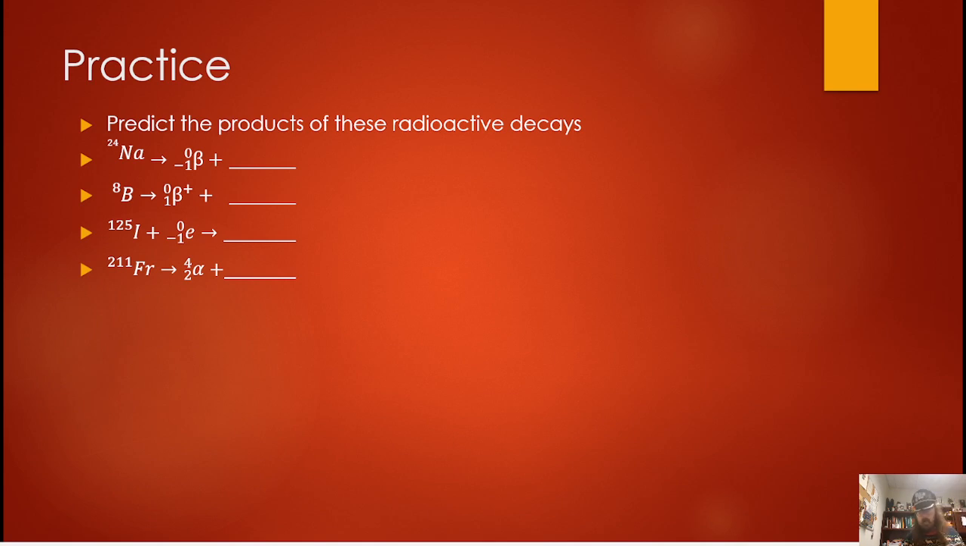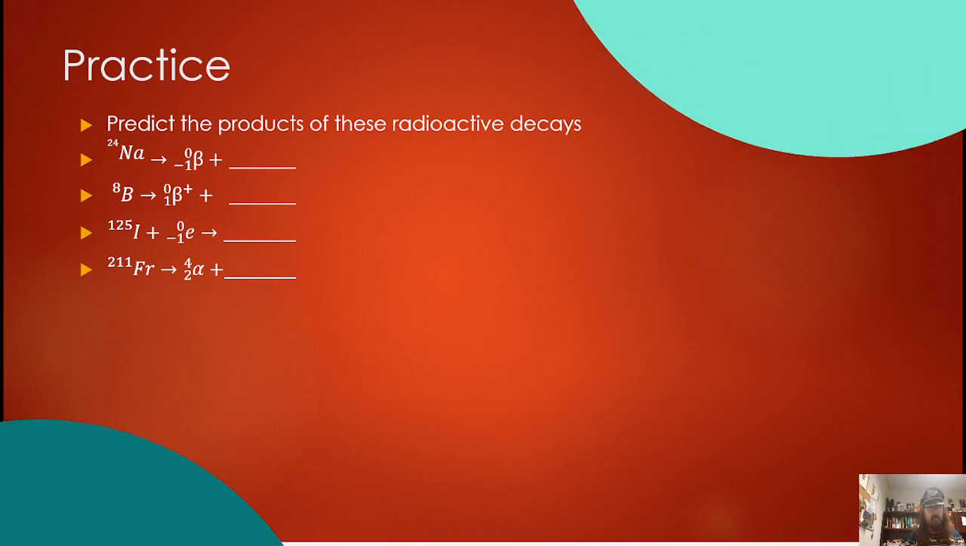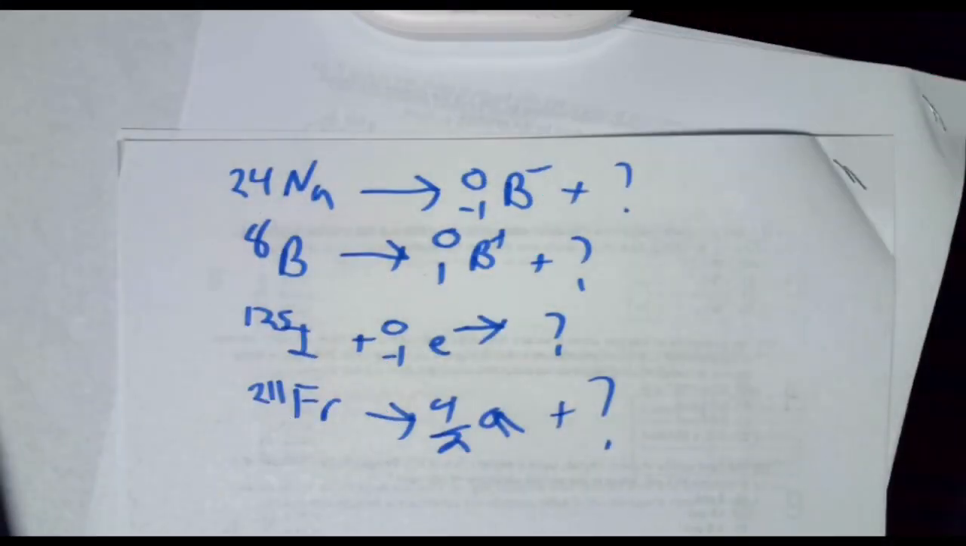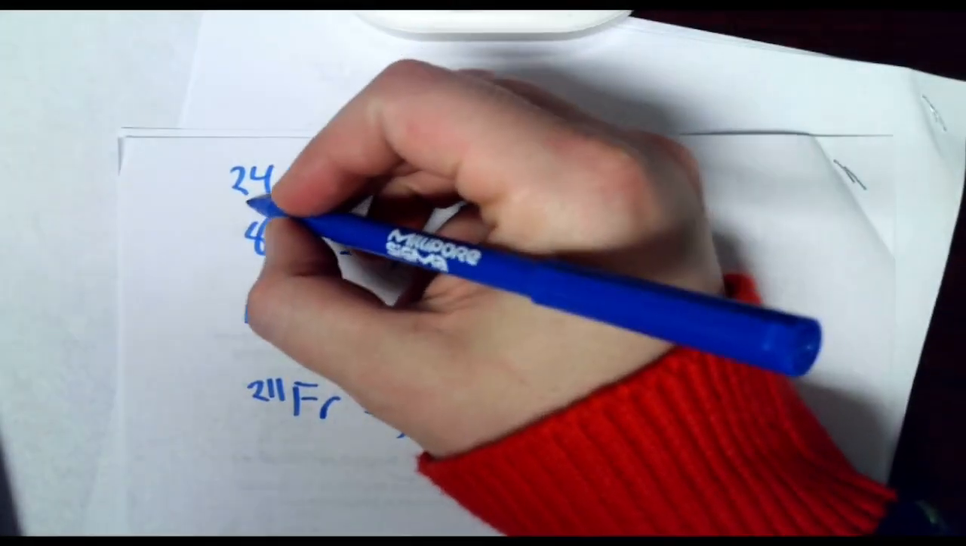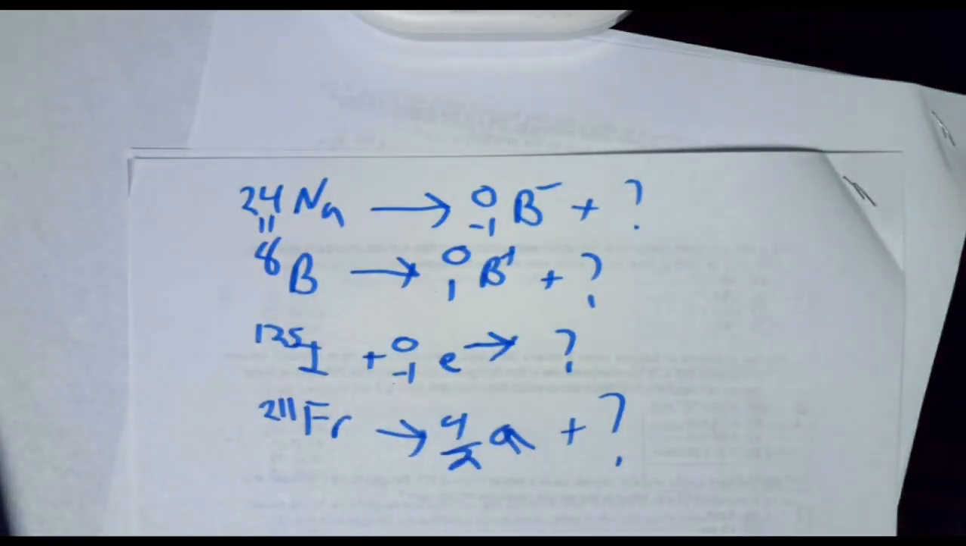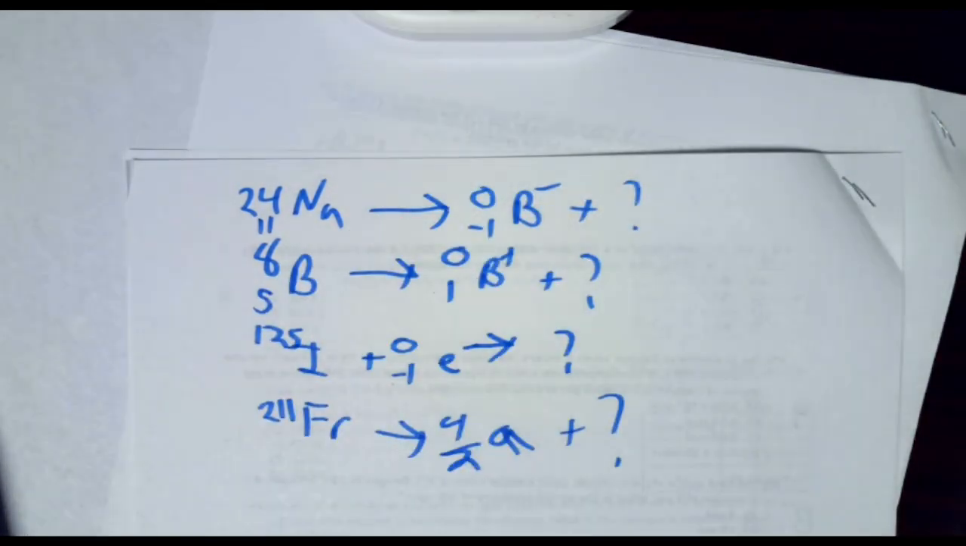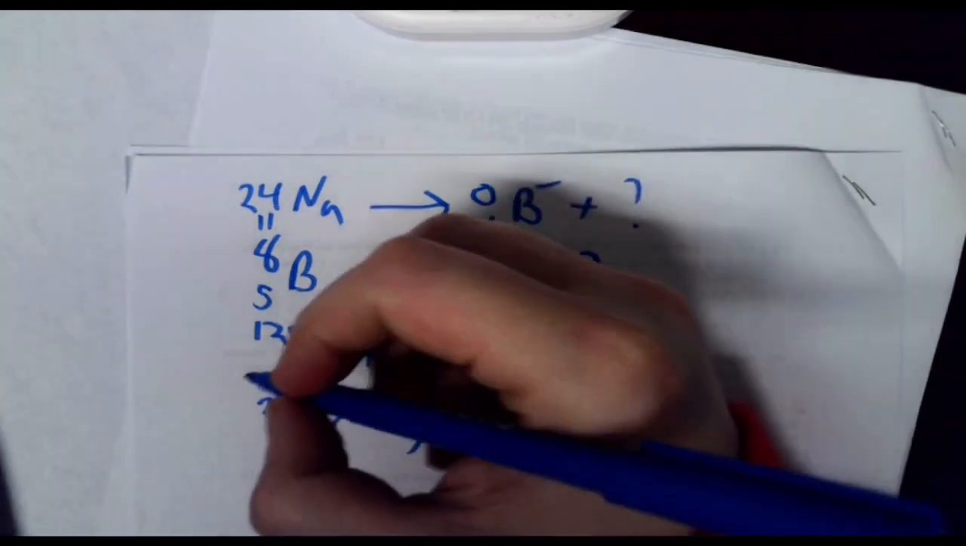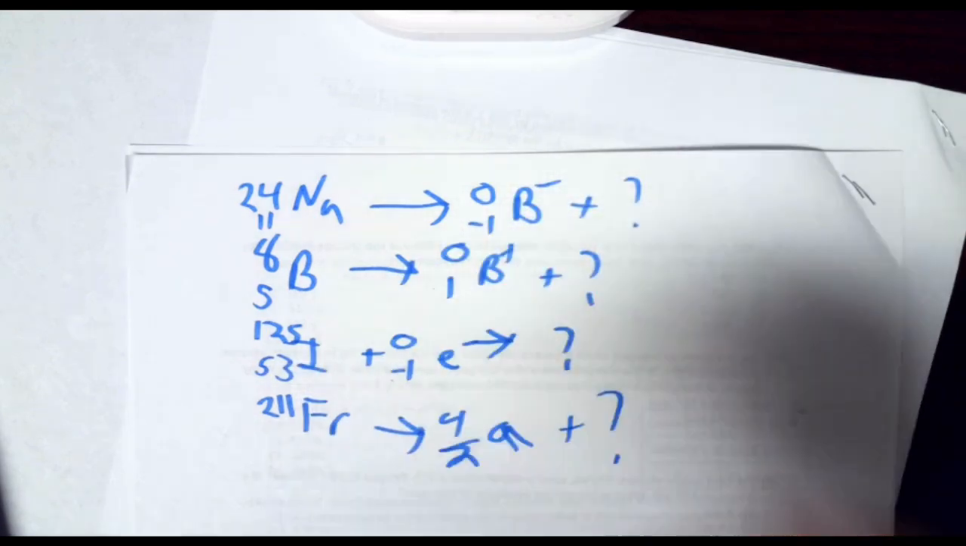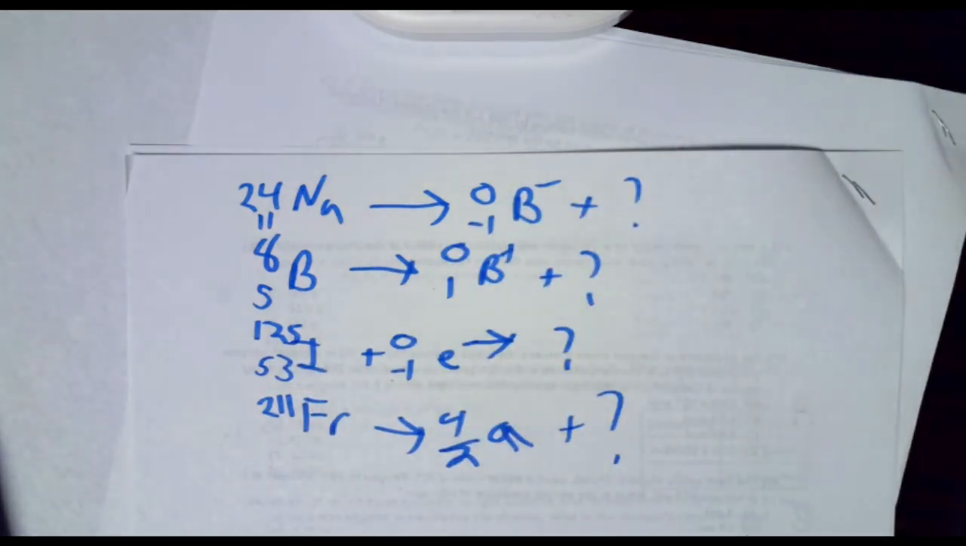Okay. So, how do we do this? Really not hard. We need to figure out our atomic number. I have not given you the atomic number on each of these, so what do we do? We're going to go to the periodic table. Sodium is 11. Boron is 5. Iodine is 53. And francium is 87.